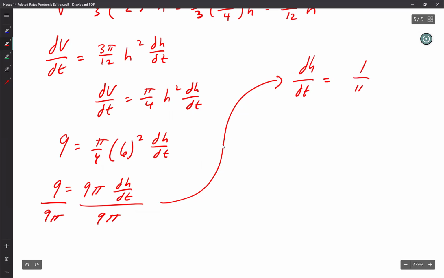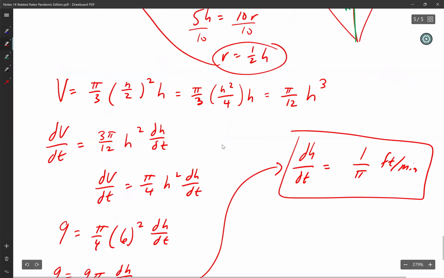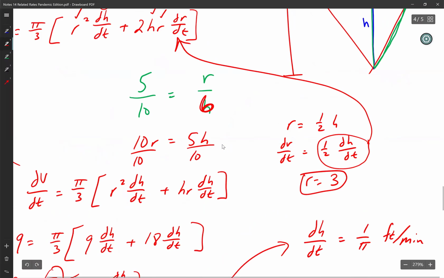1 over pi feet per minute. Did we get the same answer? Did that one look a lot simpler to you? I think it did. I think it looked simpler only because we have one variable, but it's the same. Well, we had to take the derivative, but we had to do it with respect to two variables.